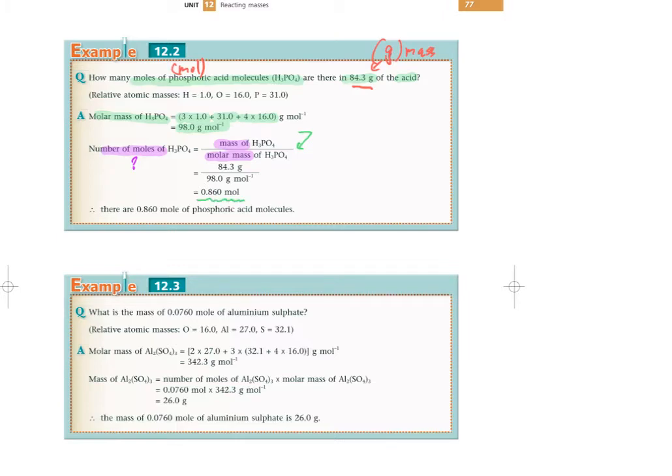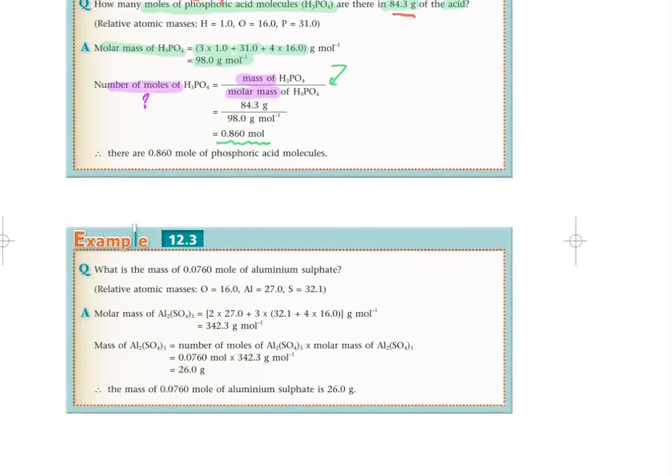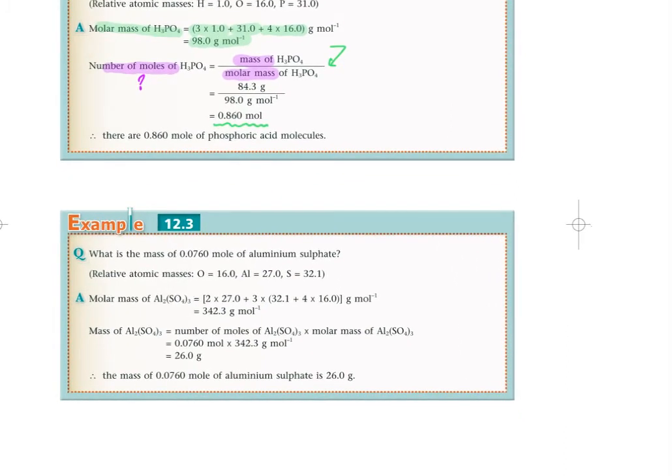Okay, then let's see the next example. So what is the mass of 0.076 mole of aluminum sulfate? So let's see what the question gives. The question gives the mole. Mole is given, but the mass we don't know, right? The mass we don't know. And aluminum sulfate.